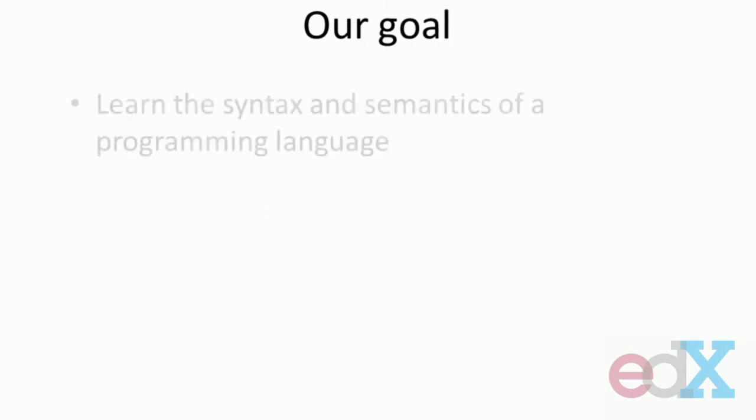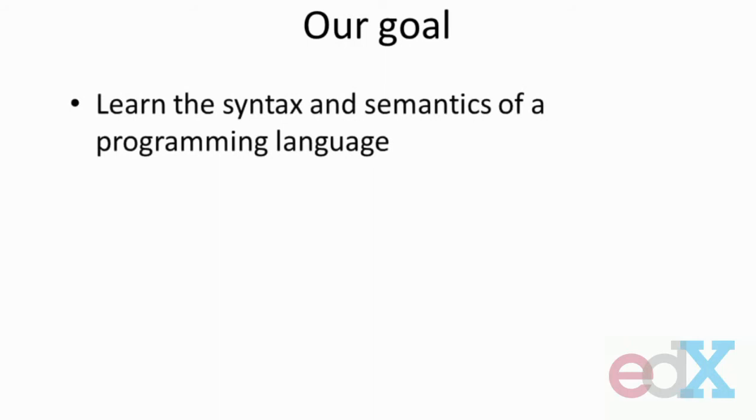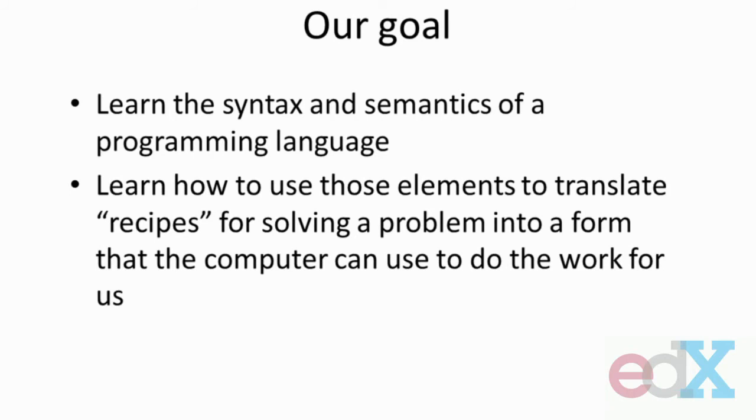So, let's pull this together then. Our goal is we want to learn the syntax and semantics of a programming language. Those are the details of both how to construct legal programs and get them to do interesting things. But what we really want to do is to learn how to use those elements to translate our recipes for solving a problem into a form that the computer can use to actually do the work for us. We want the computer to compute answers to interesting problems. We want to provide the algorithm, the sequence of steps that's going to make that happen. And we want to do that by building off of the syntax and semantics of our programming language.